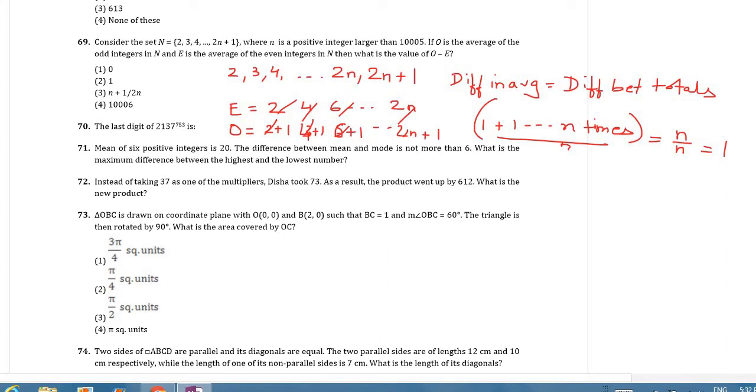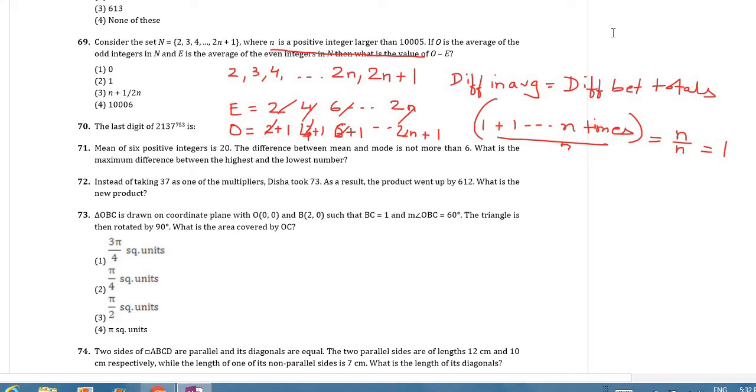Another way to solve this is to simply assume a small value of n, like 2, 3, 4, 5, even though they have said n is a positive integer larger than this. You can ignore this and still solve it. You will get the answer of 1. But even if you take this value, you will arrive at your answer.